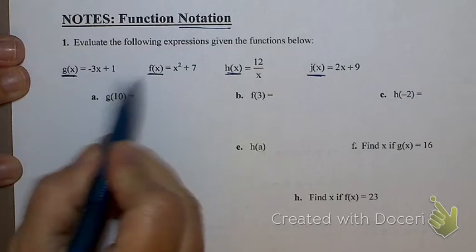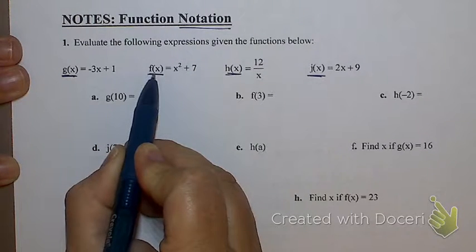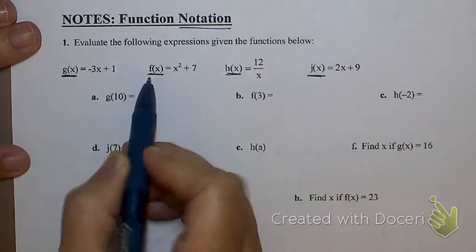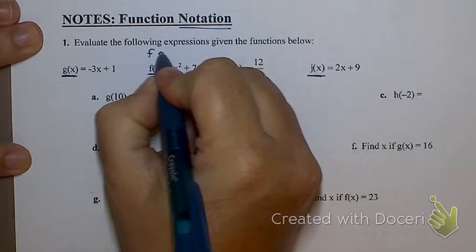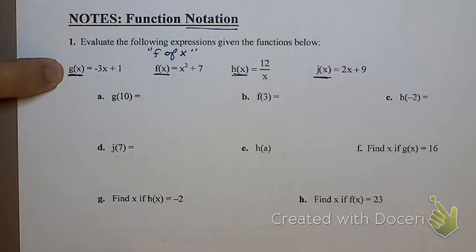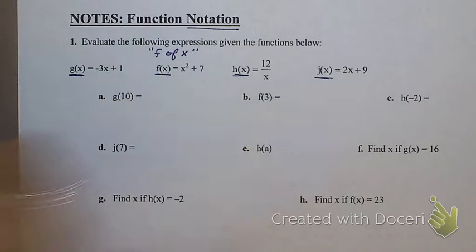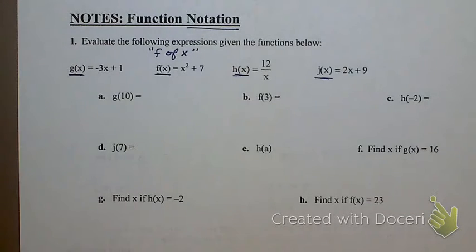Have you seen these before? This is the most common one. Have you seen that before? Yes. How do you say that? Like, how do you read that? F of X. How would you say this one? G of X, H of X, J of X. Okay? That is a fancy way of saying that if you graph that, it's going to pass the vertical line test. It's a function. We're already telling you it meets those requirements of being a function that we've talked about.